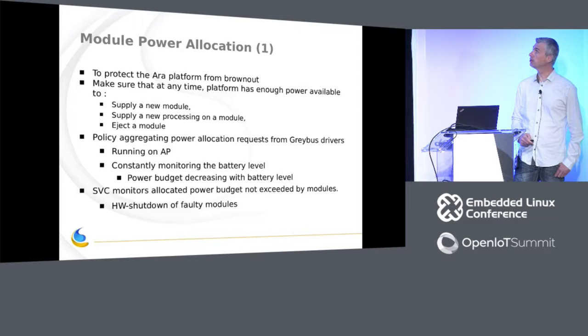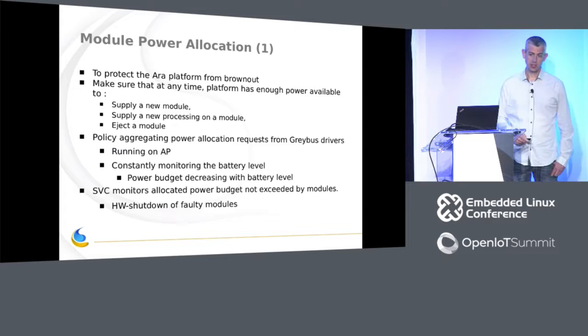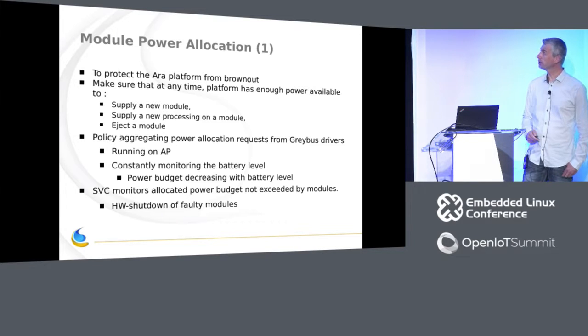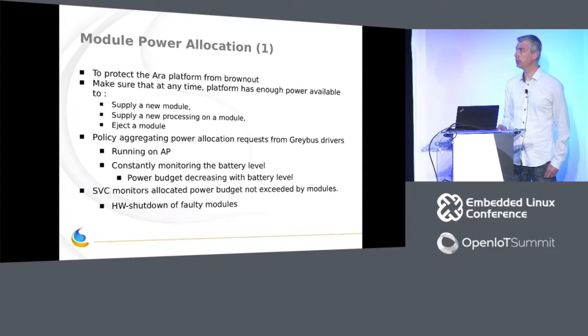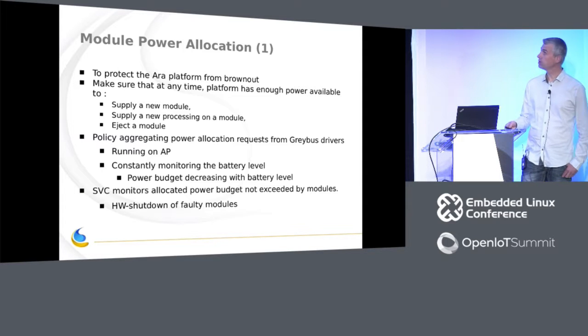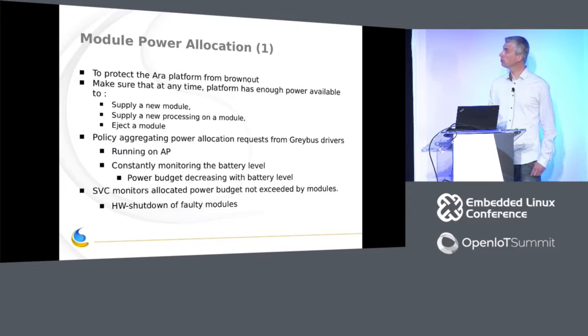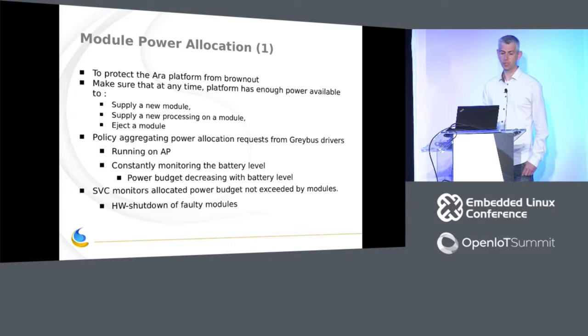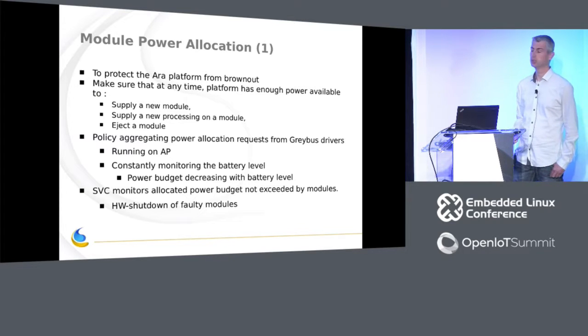The next challenge is about power allocation for the module. Smartphones are mobile devices and they are battery operated. So it's not like it was plugged into the power plant. It has a small power budget, and we need to carefully use it. And when you start talking about adding new modules inside a battery-operated device, you need to make sure that there is enough power to power on this device, because otherwise you may face brownout. So we want to make sure that we have enough power at any time to supply a new module, to supply a new processing on a module, or to be able to eject that module, because the ejection will require some software and some hardware, and it has to be powered. Otherwise, the module may remain stuck in the frame.